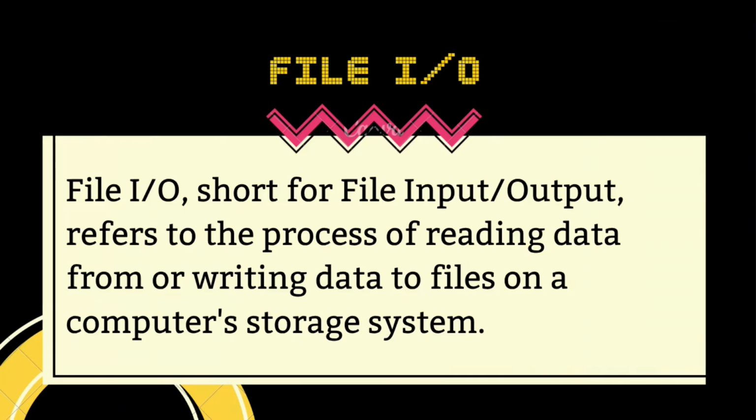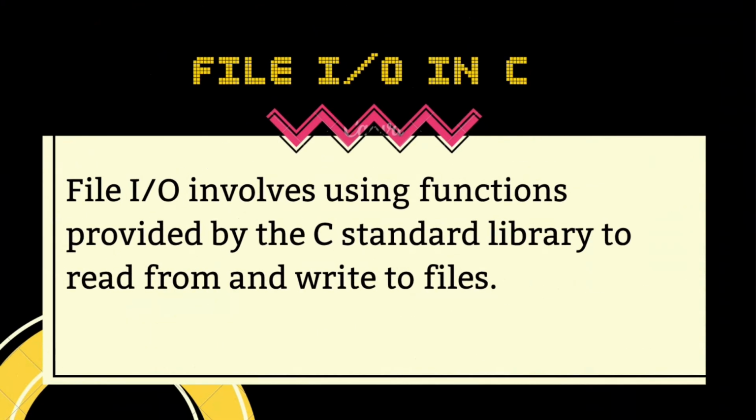In programming, file I/O is a crucial concept as it allows programs to interact with files on disk, enabling tasks like reading configuration files, saving user data, and processing large data sets stored on a disk. In the context of the C programming language, file I/O involves using functions provided by the C standard library to read from and write to files.